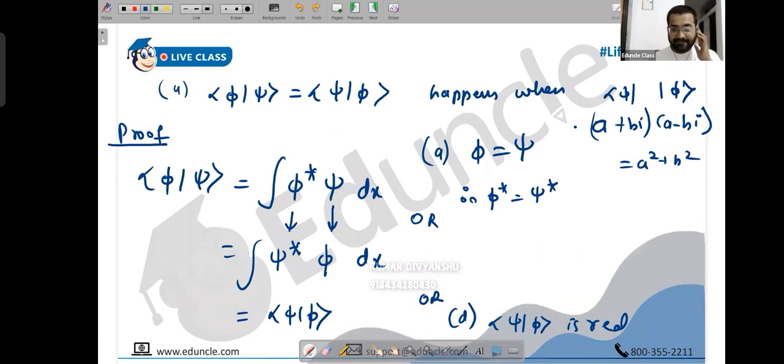Any questions? Anyone? So what must be concluded? The conclusion is, at the very end, that these two are equal. One simple condition is when psi and phi both are equal. Okay.